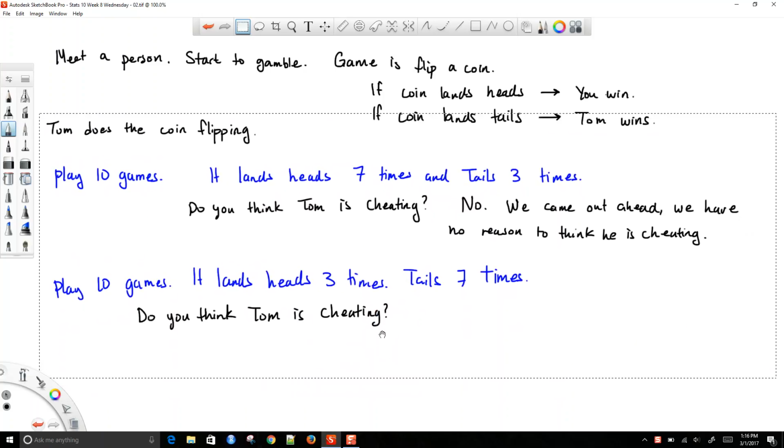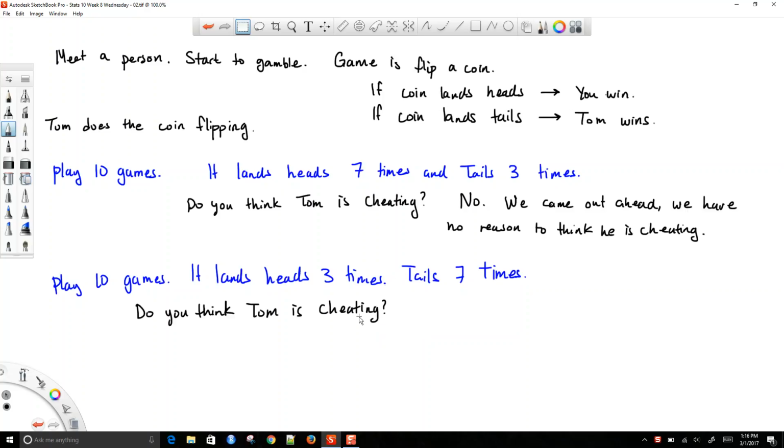Okay. So if we play 10 games and it landed heads 3 times and tails 7 times, do you think Tom is cheating in this case? What do you guys think? Maybe, maybe not, right? So you ask Tom, "Are you cheating?" And what does Tom say? He says, "No, I'm not cheating." So you can imagine this conversation, right?